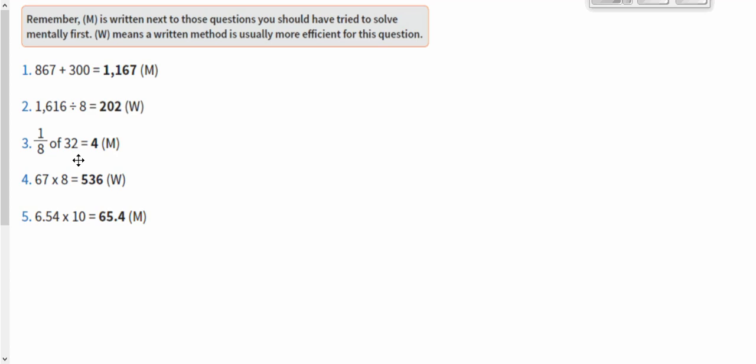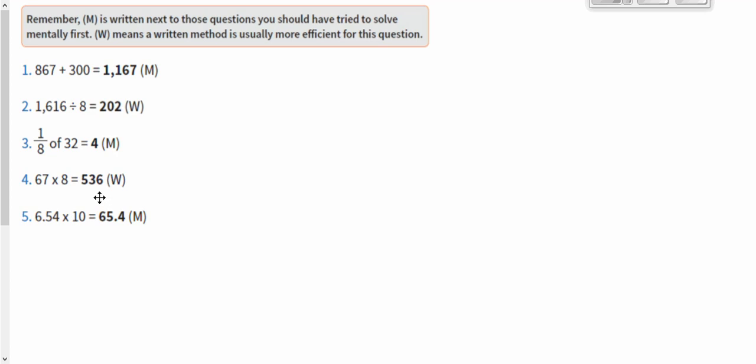The next one was mental, 1/8 of 32. All we do to find out what it is, we take 32 and we divide it by 8, by the denominator, which leaves us with 4. Okay, because 4 8s go into 32, and we want 1/8 of it. So 1 times 4 is 4. Now, question number 4 was written, because I don't know 67 times 8, can't count up in 8 67 times, and I don't know my 67 times table, so we write it out, and it ends up with 536.